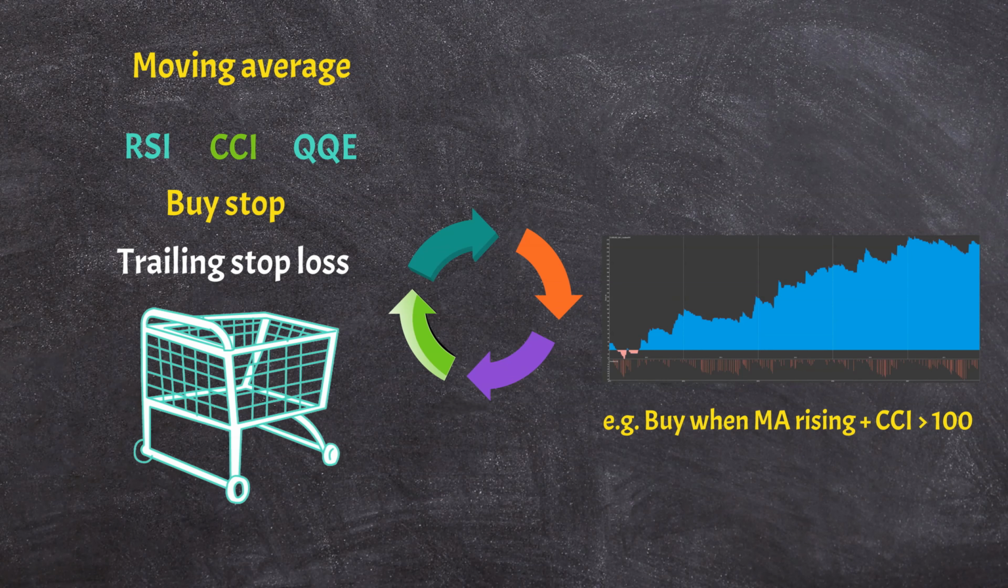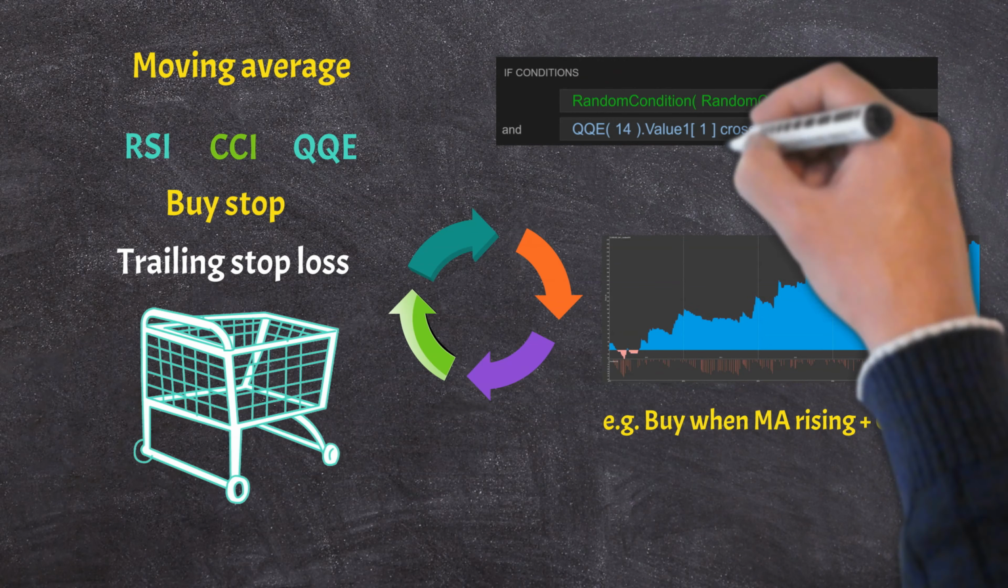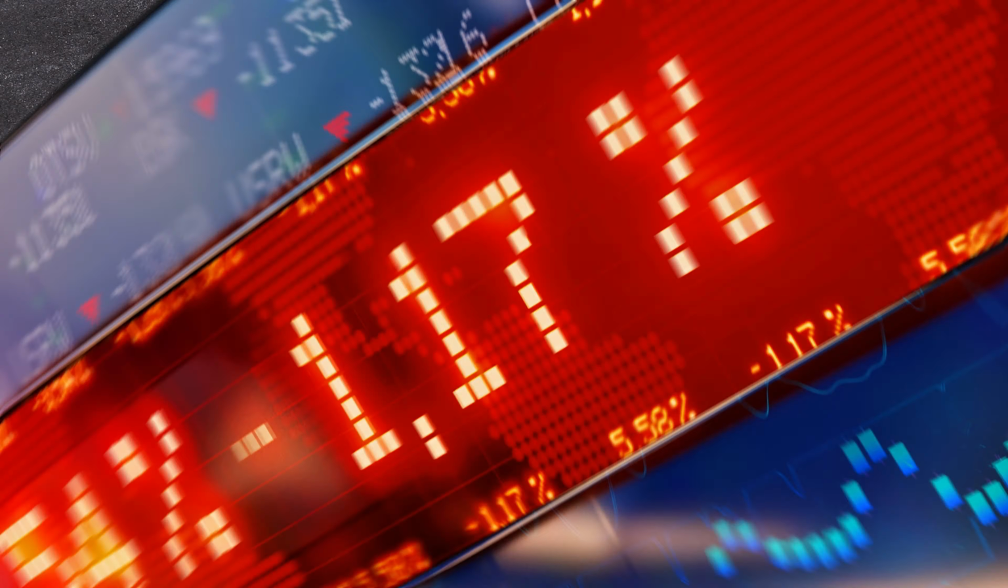Rather than have a completely random combination of indicators, you can design your own strategy template that uses a particular indicator a certain way. I will illustrate this process with the QQE. But first, what's the QQE indicator?